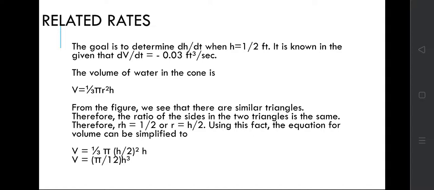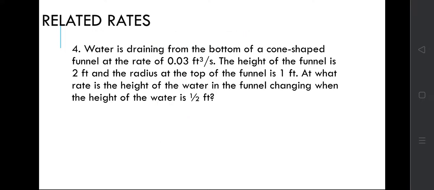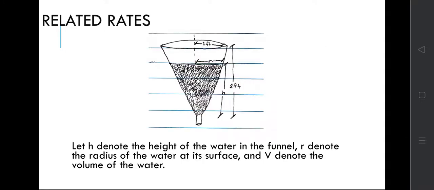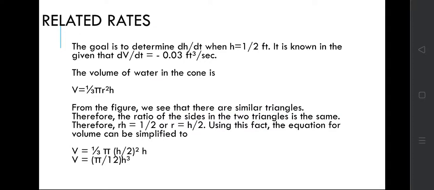From the figure, we see that there are similar triangles. Yung funnel mismo and yung shape ng tubig. Similar triangles sila. Therefore, the ratio of the sides in the two triangles is the same. Therefore, r over h is equal to 1/2 or r is equal to h over 2. Using this fact, the equation for the volume can be simplified to the volume is equal to 1/3 pi (h over 2) squared h, which further is equal to v is equal to pi over 12 h cubed.